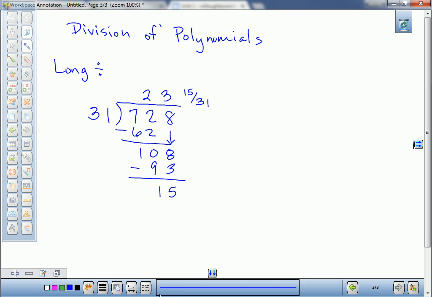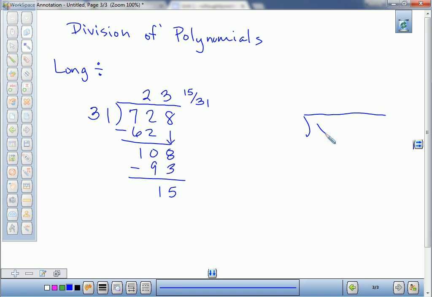Do you guys remember long division from 5th grade? No. Well, good. I'm glad I reviewed it then. Okay? So it's the same process when we do long division with polynomials.